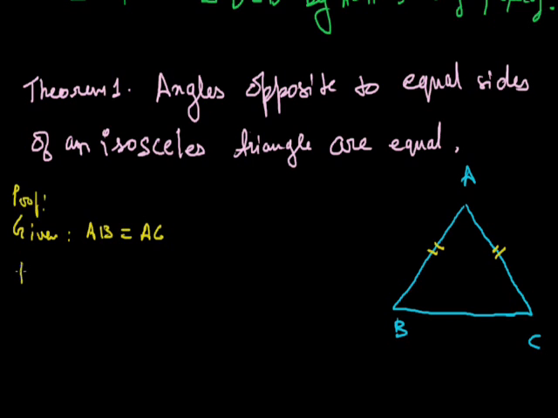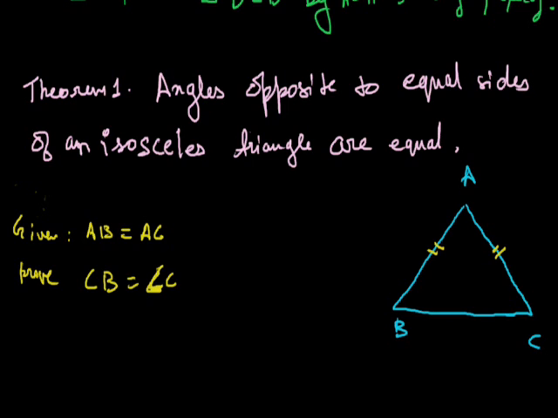Now what do we have to prove? We have to prove that angle B is equal to angle C. That is, these two angles are the angles opposite to equal sides. AB's opposite angle is C and AC's opposite angle is B. These two angles we have to prove equal.